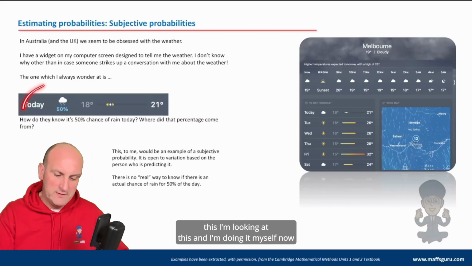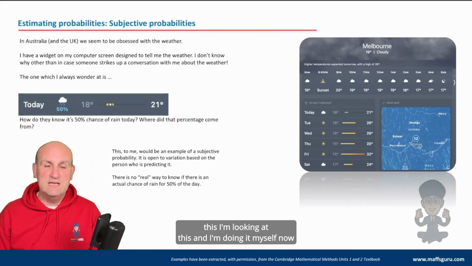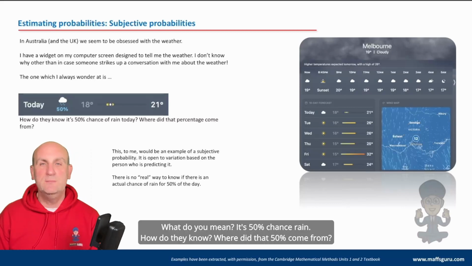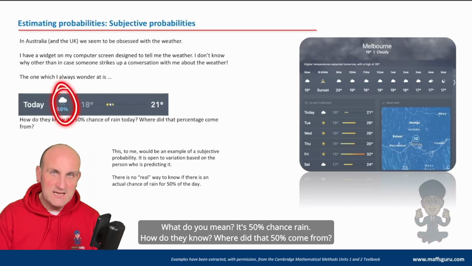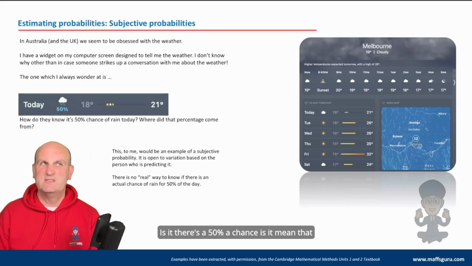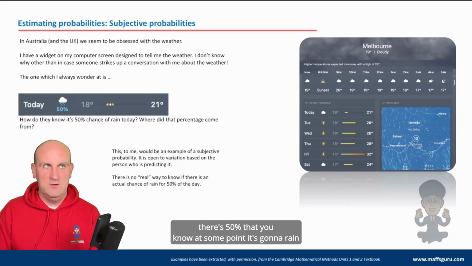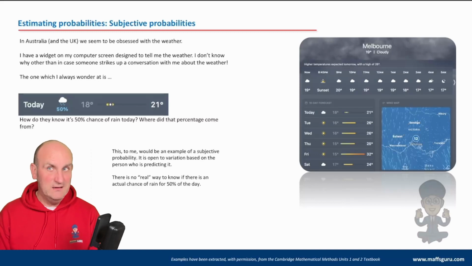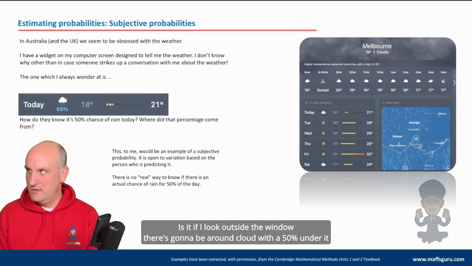So when I look at this, I'm doing it myself now. I'm like, oh, it's a 50% chance of rain. What do you mean it's a 50% chance of rain? How do they know? Where did that 50% come from? Does it mean that there's a 50% chance that at some point it's going to rain? Is it going to rain for 50% of the day? Is it that if I look outside the window, there's going to be a round cloud with 50% under it?